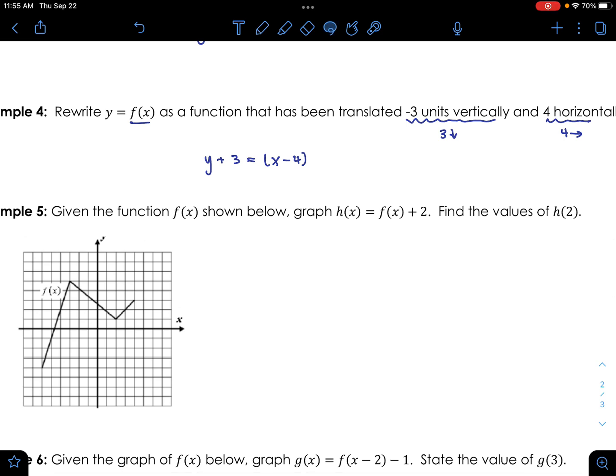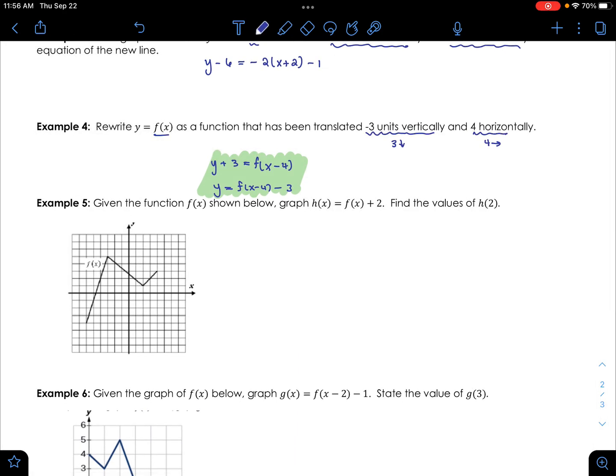Oops, made one small mistake. We don't know what the function f is, so it'd be f of x minus 4. And then you could also write that as y equals f of x minus 4 minus 3. So these two things are the same equation. They represent the same line.